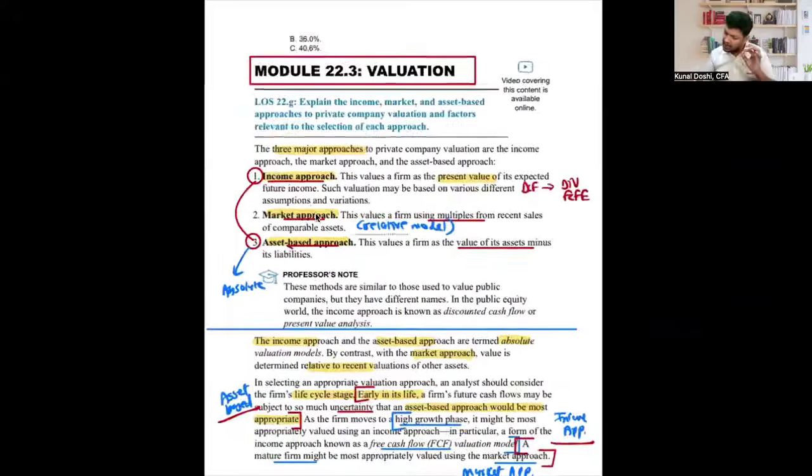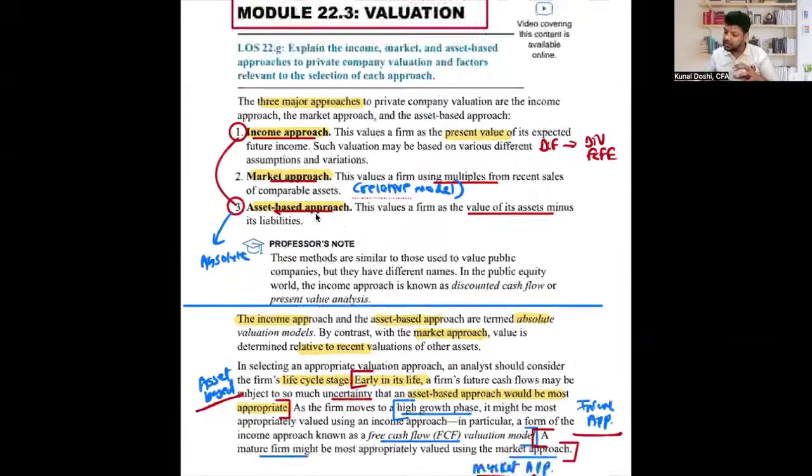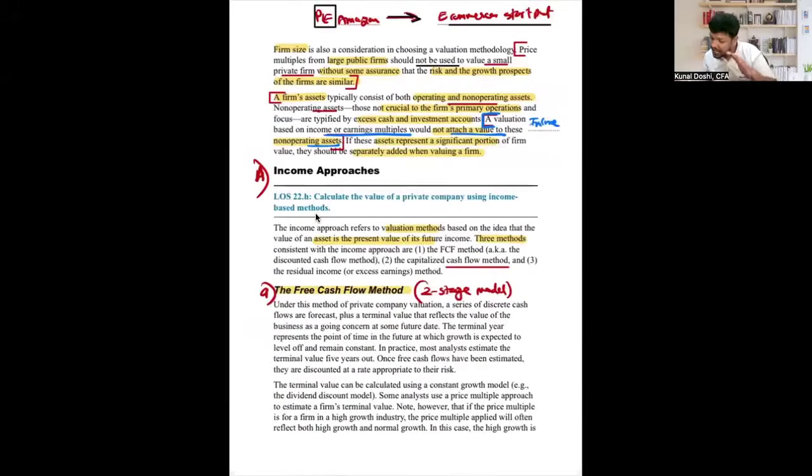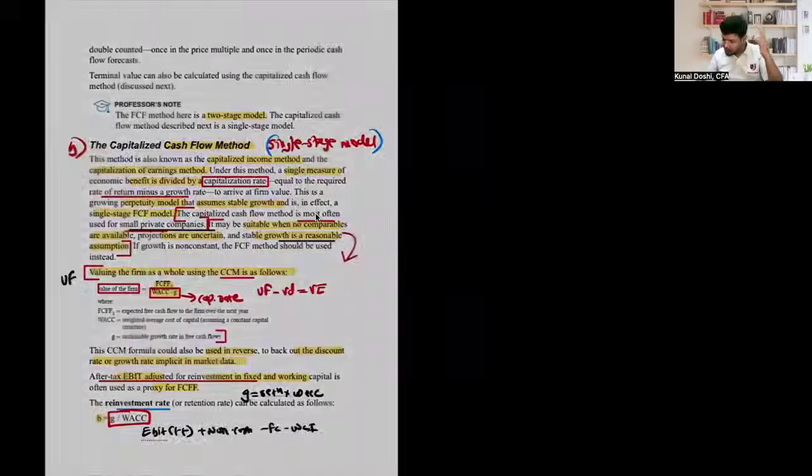See here: income approach, market approach, and asset-based approach. Within the income approach, there is going to be the free cash flow approach, which we generally use. Capitalized cash flow is a constant growth rate, and the excess earnings method. All of this. Now you will see me jumping from here and there.